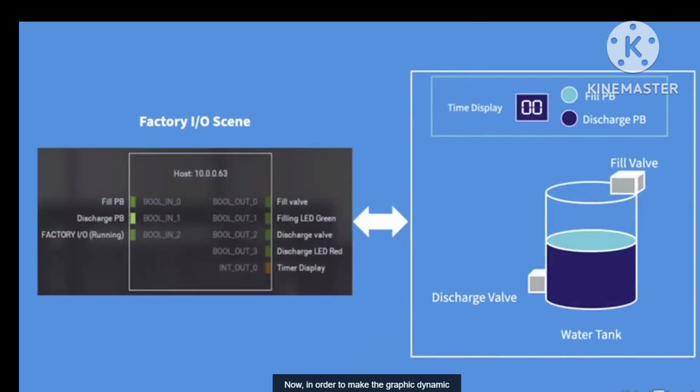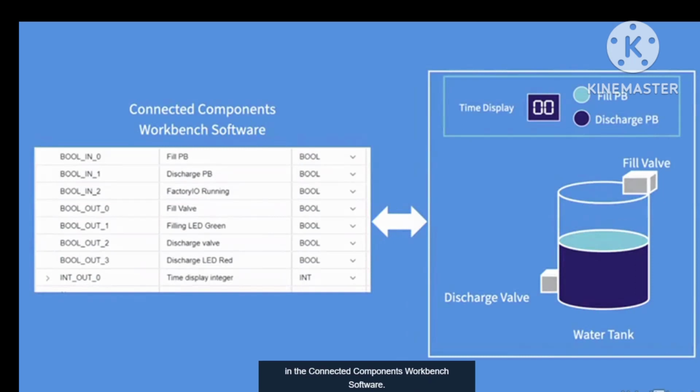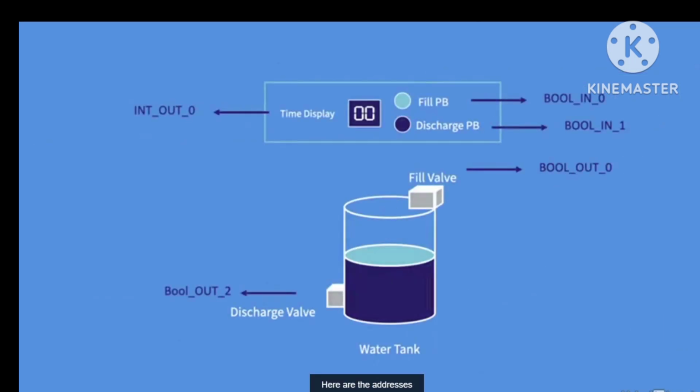Now, in order to make the graphic dynamic and display the values in real time, I need to bind or associate each component with the proper tag source. The original tag source is from Factory I/O software. And I have also added them in the Connected Components Workbench software. Here are the addresses for each item I want to display in the HMI.